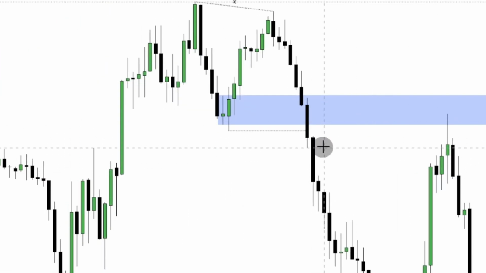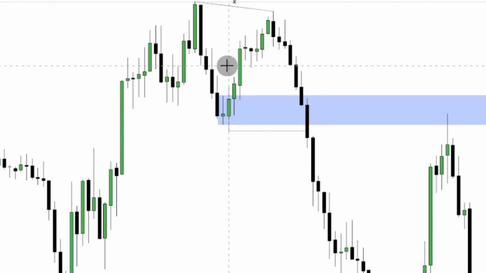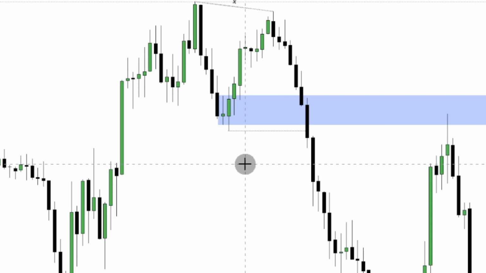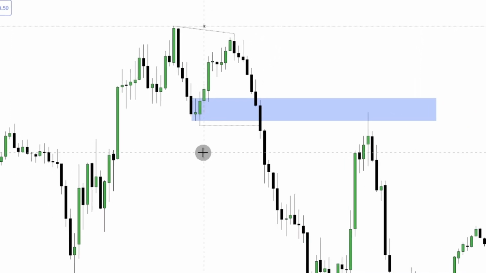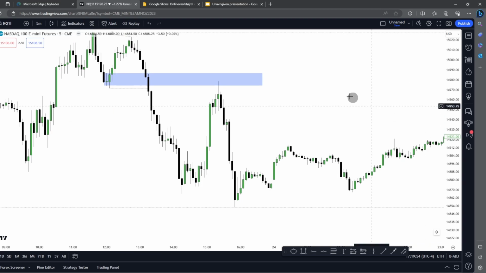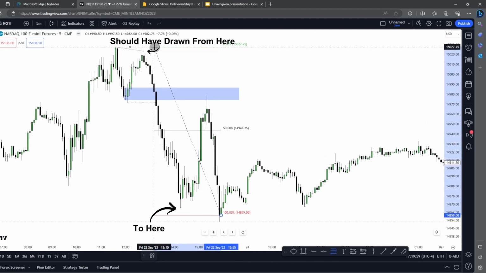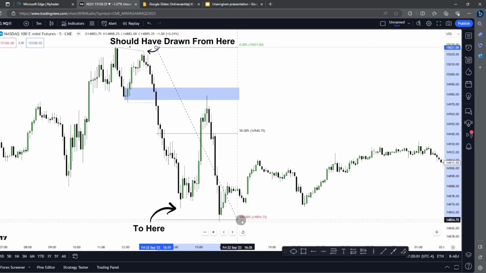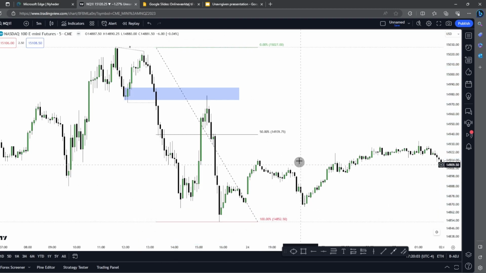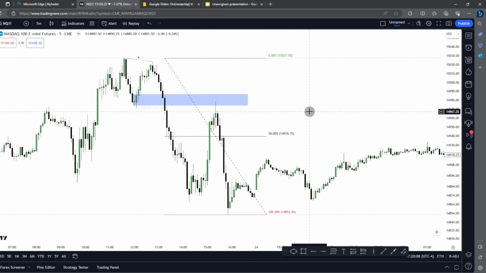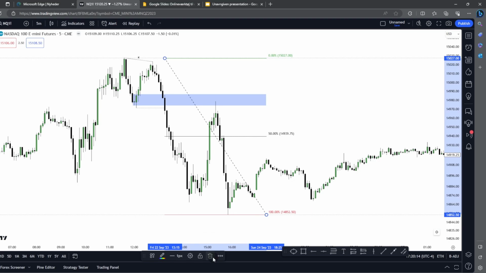I sometimes do that, but ICT recommends that you draw it from the last down close candle in bear scenarios and the last up close candle in bullish scenarios. Something I do want to add to make this higher probability is, as I mentioned in the beginning, the premium discount tool right here. This mitigation block was in premium, and because it is a bearish mitigation block, that is optimal. That is what you want to see. So that adds to your confirmation.